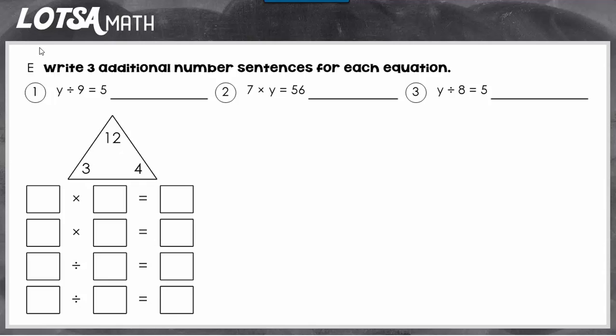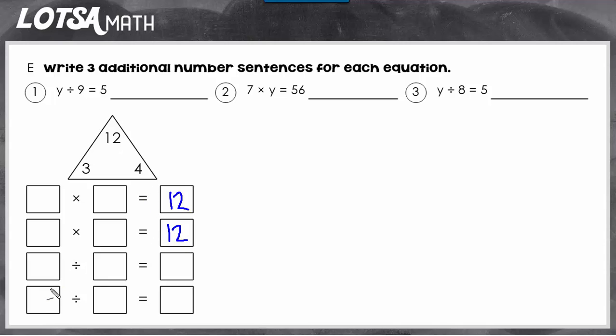So before we start with our examples, I have a fact family for us to look at and just think about the relationship between the numbers in a fact family so that we can write our additional number sentences. So in this fact family, we have the numbers 3, 12, and 4. 12 is the largest number in this fact family. So we know, just like addition, multiplication is getting bigger, so 12 has to be the answer to a multiplication problem because it's the biggest value.